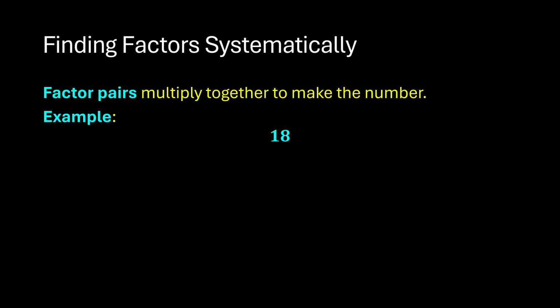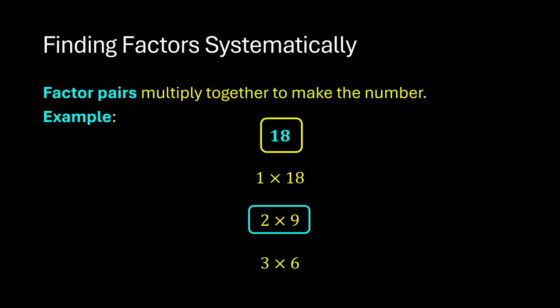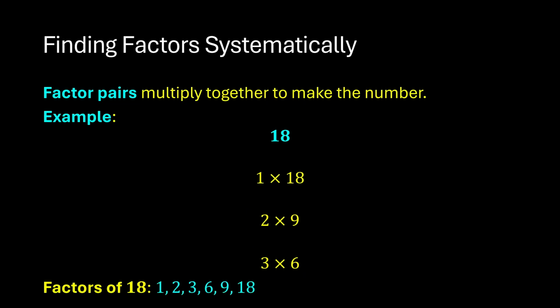Recall that factor pairs multiply together to make the number. We can find factors by listing all factor pairs. So for the number 18, we can express 18 as 1 times 18, or as 2 times 9, or as 3 times 6. So the factors of 18 are 1, 2, 3, and 6, 9, and 18, as shown here.